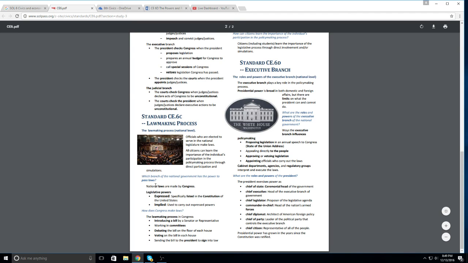So I'll leave it up there. Again, it's solpass.org. You go to civics. It's free. You guys don't have to pay anything. It's good to know.